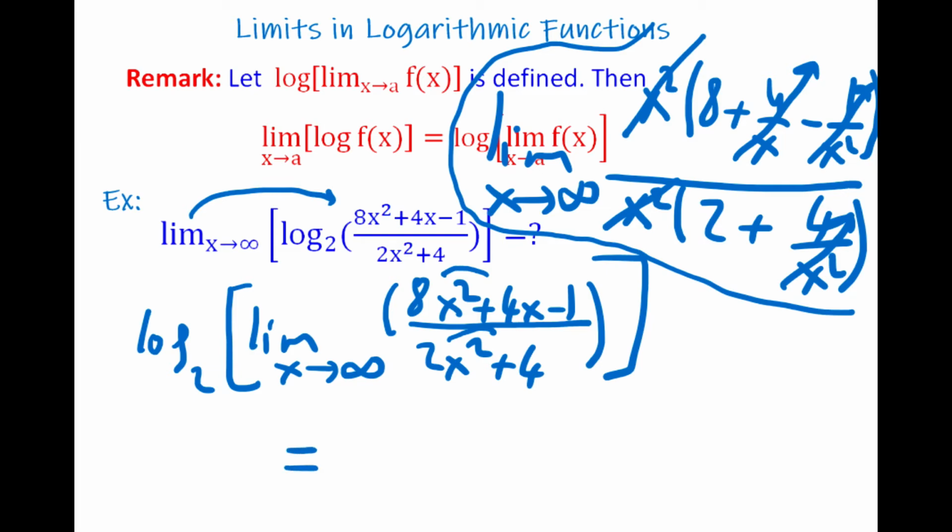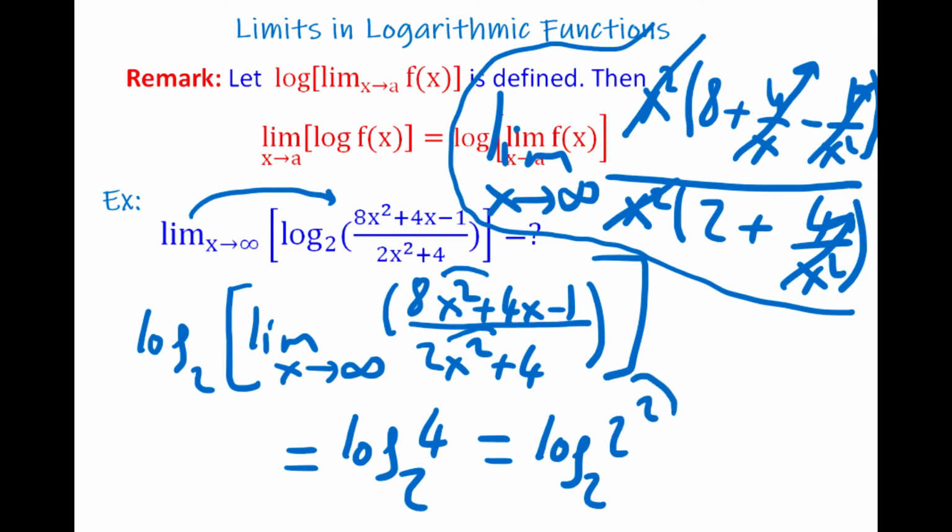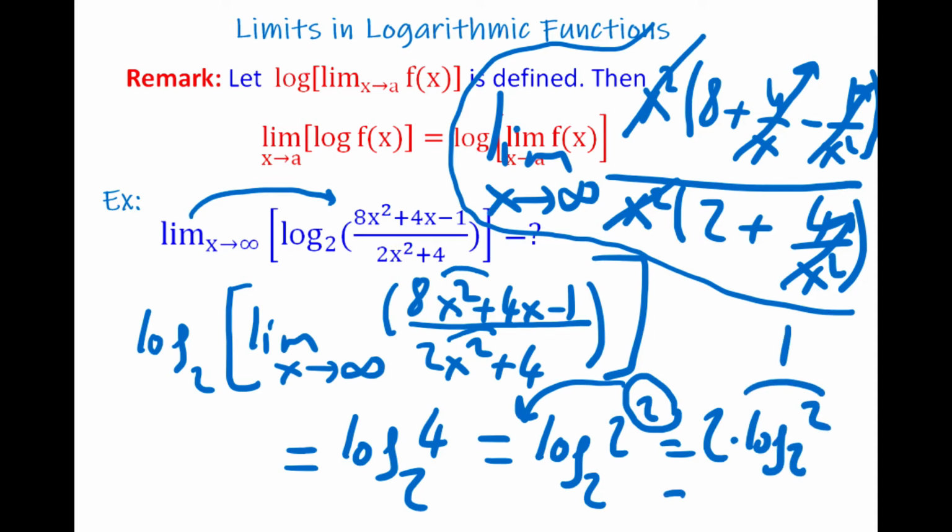So the question becomes logarithm in base 2, and we're going to have 4 here. So 4 is what? 2 squared. So this expression becomes logarithm in base 2 of 2 squared. That 2 comes up front, so it's going to be 2 times logarithm in base 2 of 2. This is 1 already, so it's going to be 2 times 1, which is 2, guys. So the result of this question is 2.